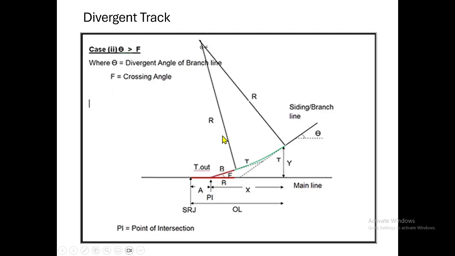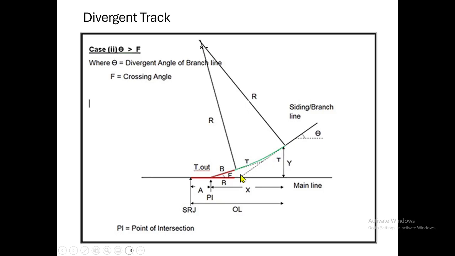The next one is, suppose the side line is coming here and its extension is intersecting with the main line, making an angle equal to theta. But theta here is more than the angle of crossing. Suppose here we are using 1 in 12 points and crossing, 4 degree 46 minutes 49 seconds, whereas the angle of inclination theta is equal to 6 degree or 8 degree. In this case, it is more than this. In this case, we cannot directly connect it with the heel of the crossing.